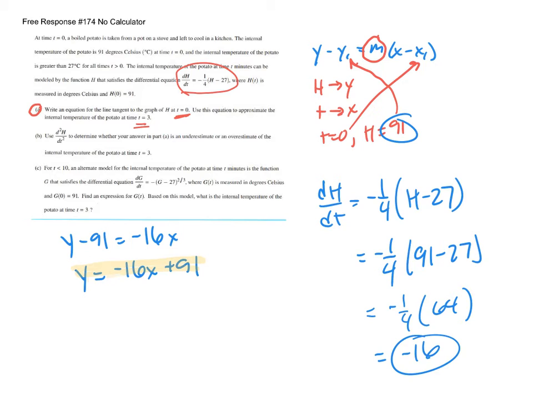And we have to use this linearization, this tangent line, to approximate the value of the function at t equals 3. So we're going to plug in y equals negative 16 times 3, and we'll see what we get here. So what is that? Negative 48, 91 minus 48. So that's going to be 43.